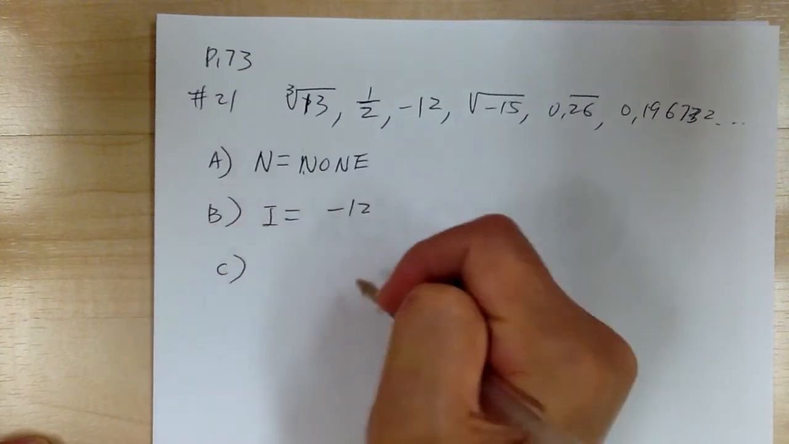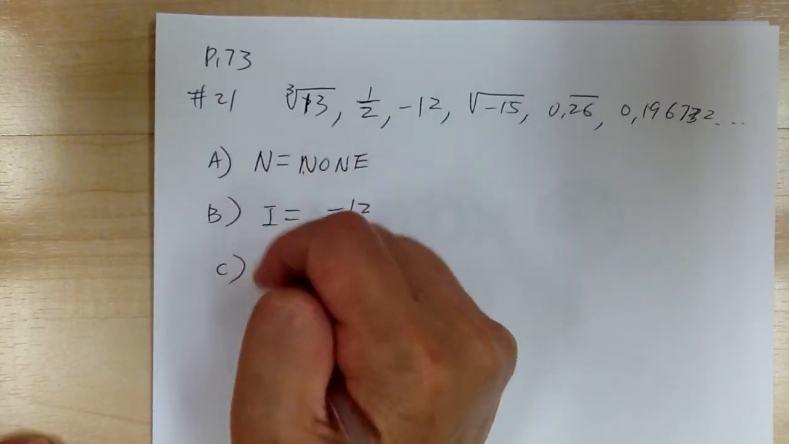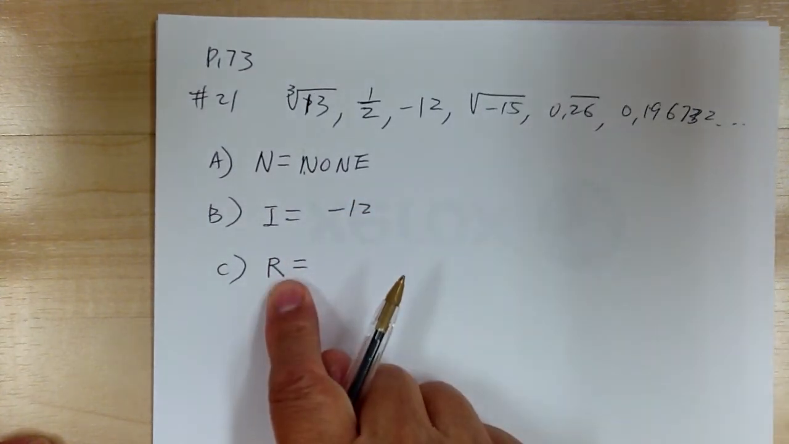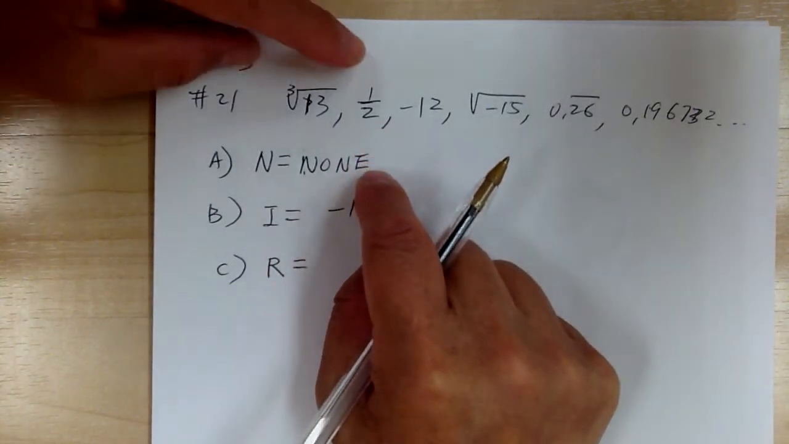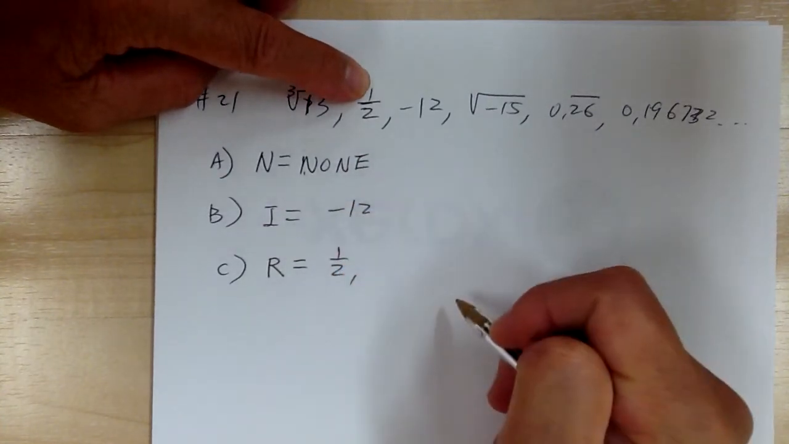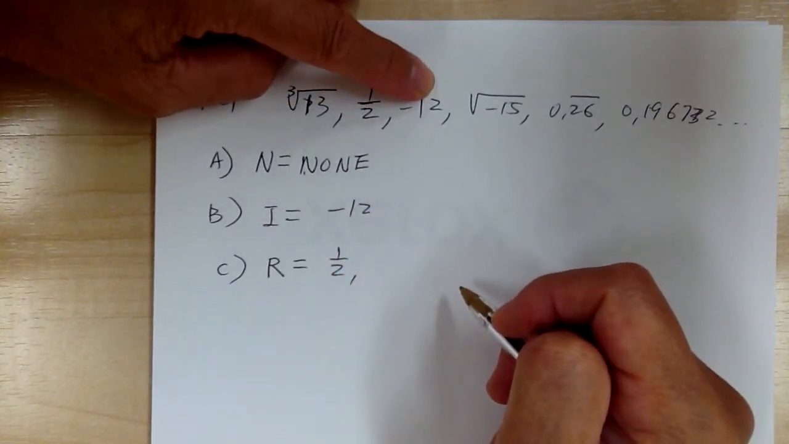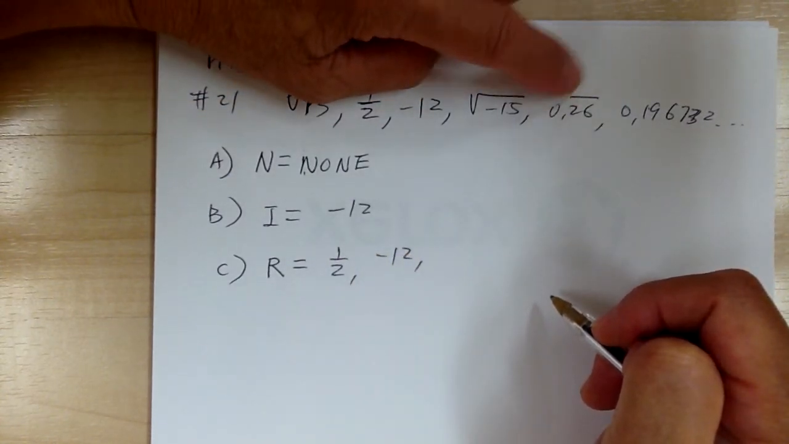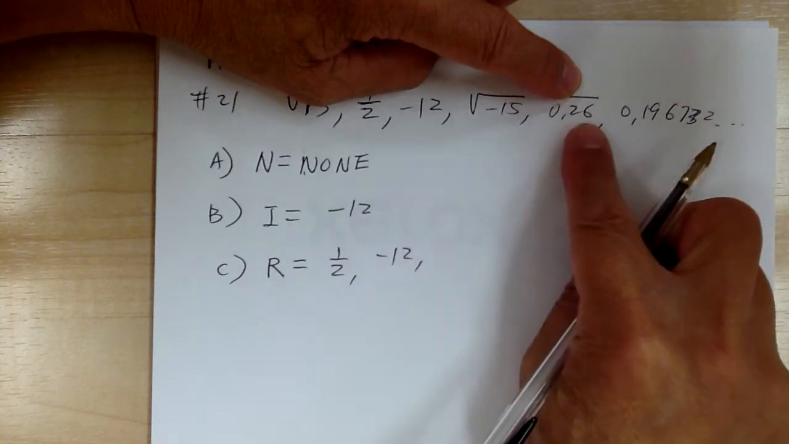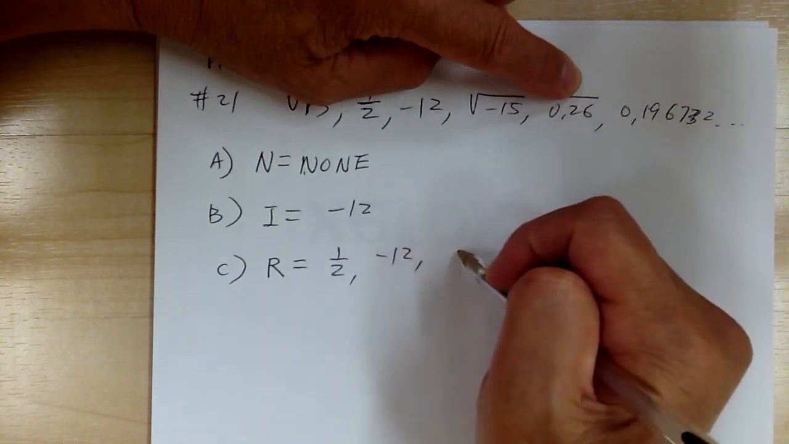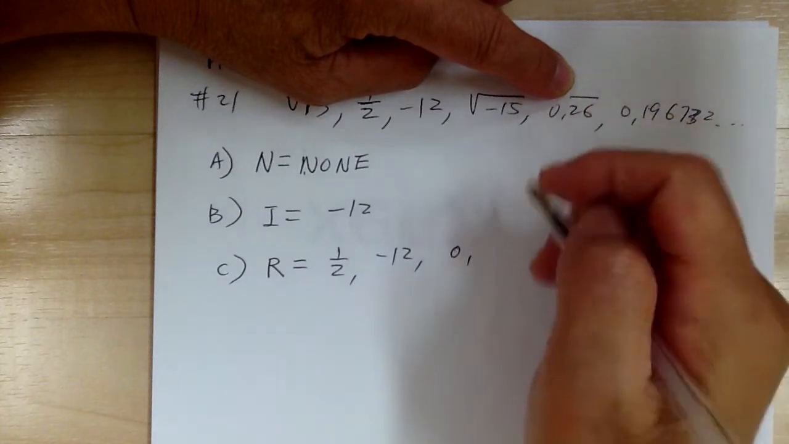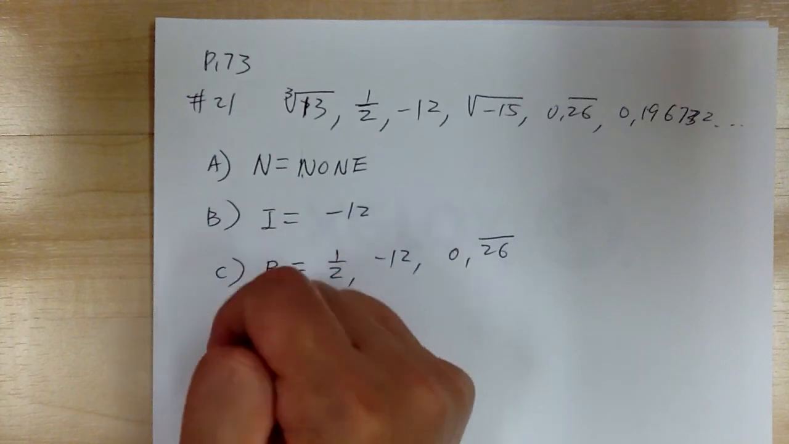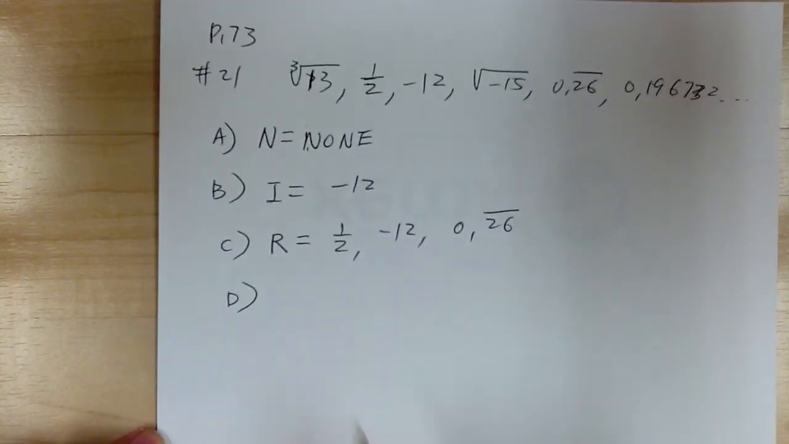Let's go to C. You're looking for rational numbers. Rational numbers mean fractions. Anything you can make into a fraction counts, so you've got 1/2, and -12 which you can make into -12/1. Anything that repeats is a fraction, so 0.26 repeating is equal to 26/99. Anytime you see a repeating decimal, it's a rational number.